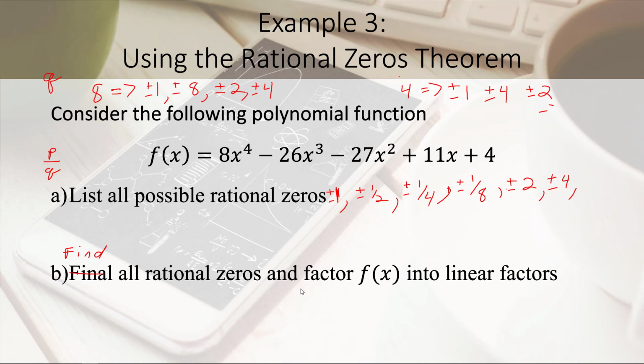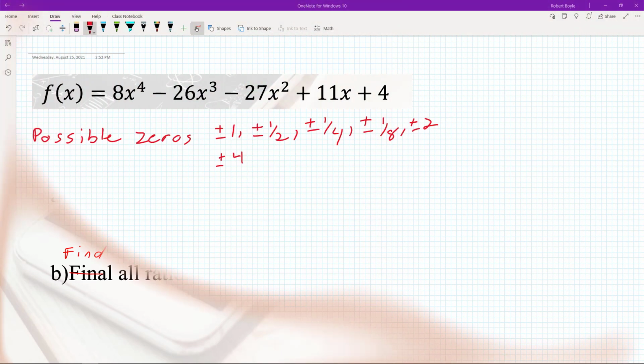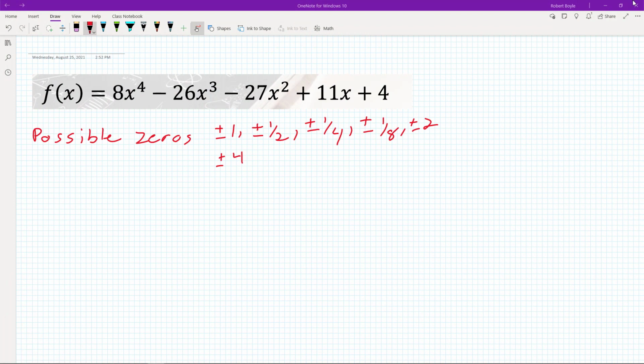Find all rational zeros and factor f of x into linear factors. Now to do this, I'm going to go over to OneNote where I have more space to work. Here I am in OneNote. Here is a screenshot of the equation of the polynomial, and here are my possible zeros.